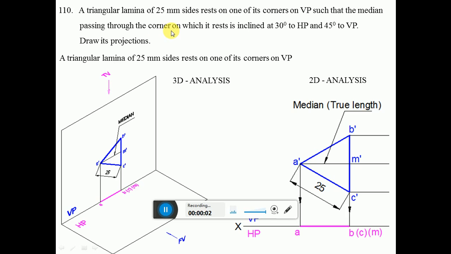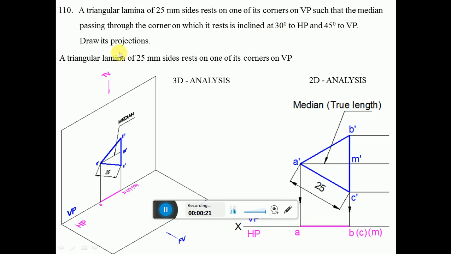Now we go to one more problem. A triangular lamina of 25 mm side rests on one of its corners on VP such that the median passing through the corner on which it rests is inclined at 30 degrees to HP and 45 degrees to VP. Draw its projections.